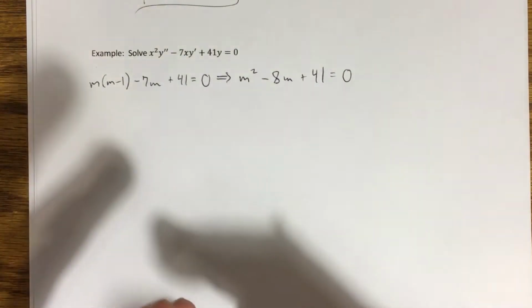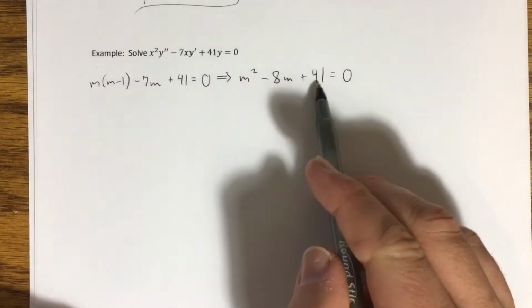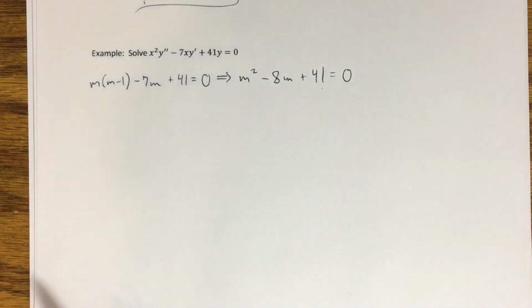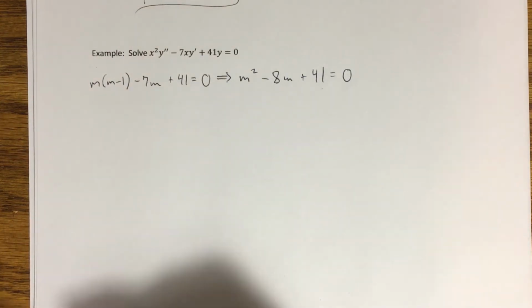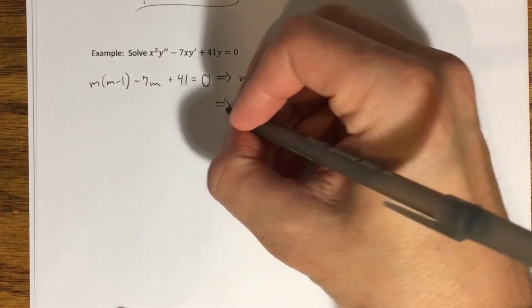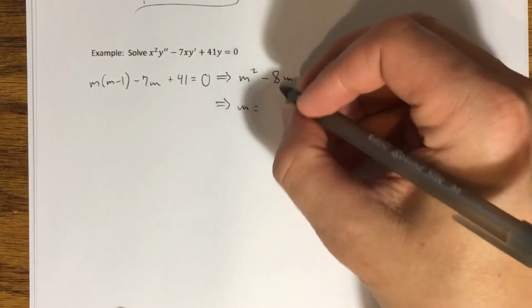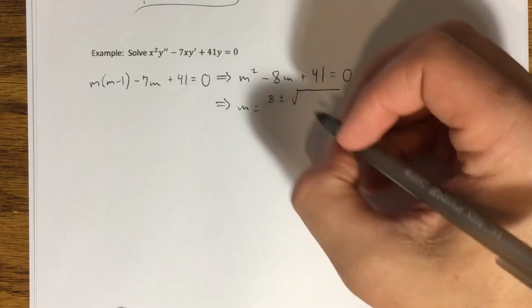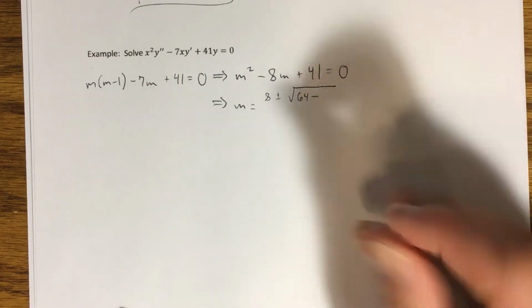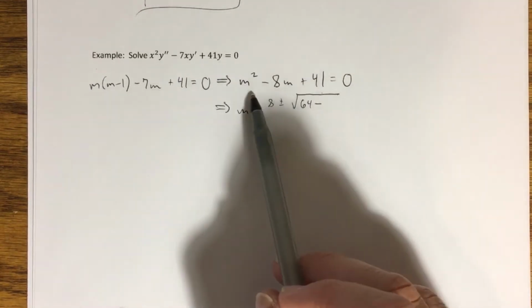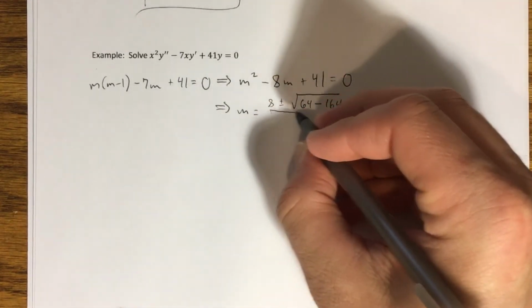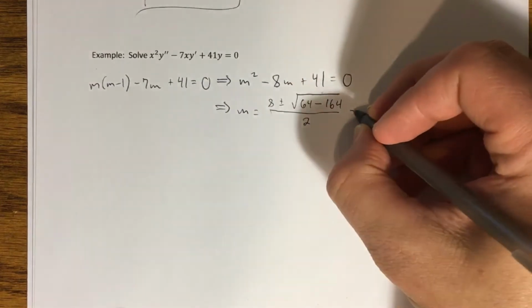Yeah, it's pretty easy to see. This thing does not factor nicely. 41 is a prime number, so there's not a whole lot of factors of this thing to check. This will not factor conveniently, so we go straight to our quadratic formula for this one. m is going to equal negative b, so that's 8, plus or minus the square root of b squared, negative 8 squared is 64, minus 4ac, minus 4 times 1 times 41, which is 164, all over 2a, which is just 2, okay?